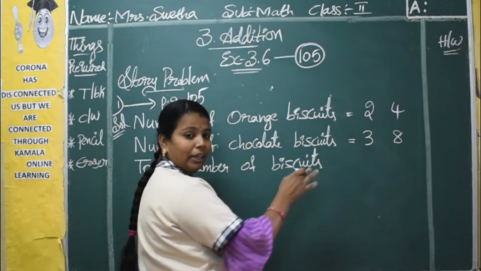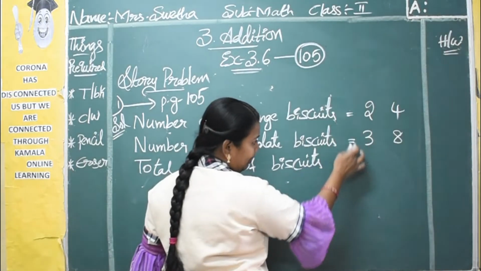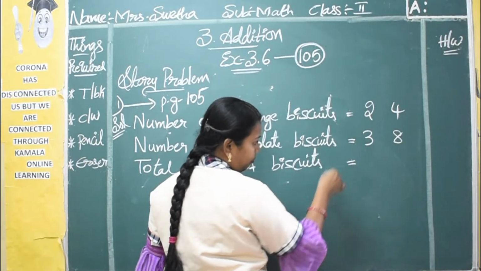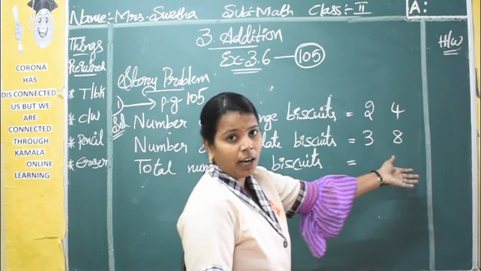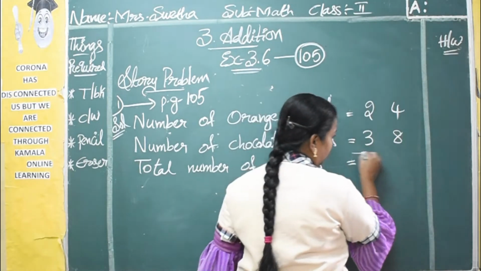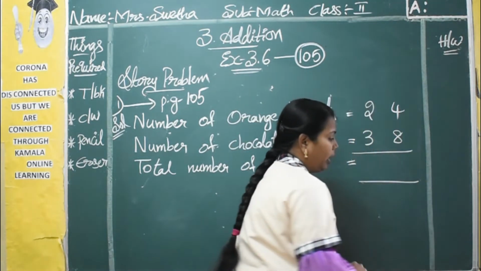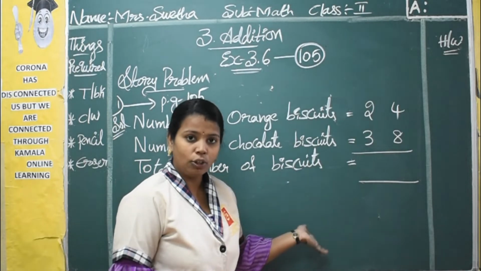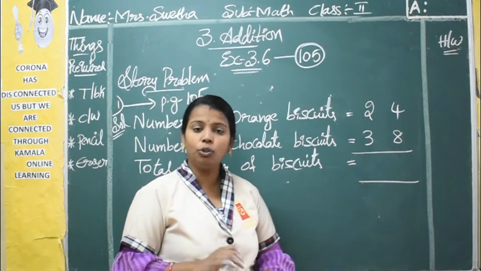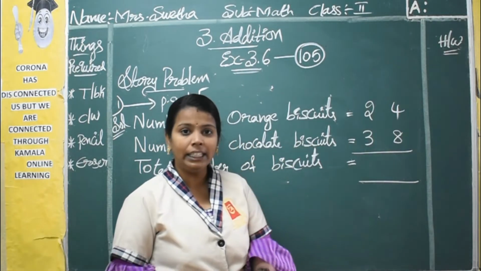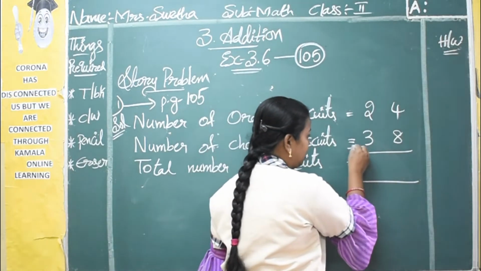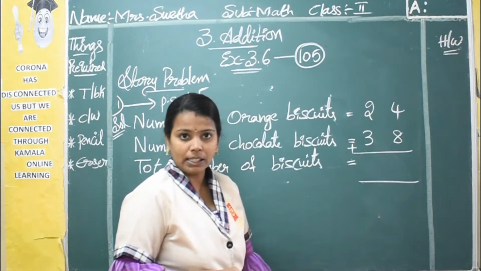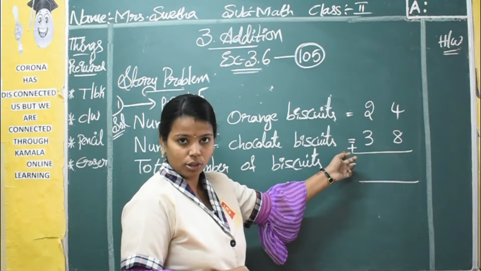Here I have space, but I will not keep my equals to here. I will keep it under this equals to. Okay. Now you have to find how many total biscuits there are. So how do you find it? I said already, when they are asking you to find the total, you have to do the addition. Okay. What is the addition symbol? It is plus. So you have to mention plus also here.